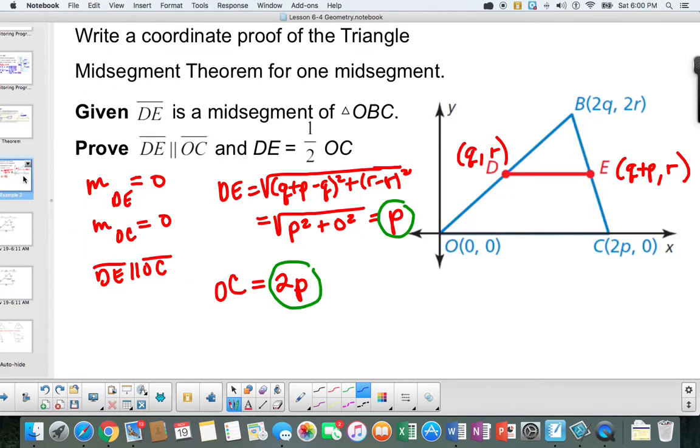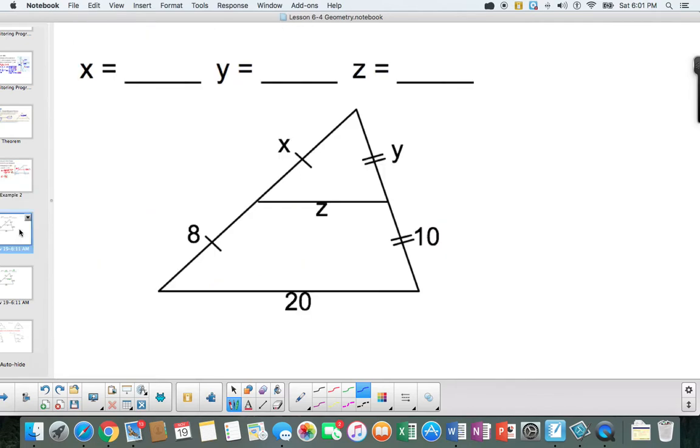Now here's a coordinate proof with triangles that have no numbers in them. They just have letters. And you can see it's a triangle right here, and I have found the midpoints right here. And for these midpoints, this slope is 0 and this slope is 0, so it tells me that these are parallel. And then I find this distance by using the distance formula. I get P, and I figure out this distance by just counting over, and it's 2P. So this is a proof. This is not a 2-column proof. It's a coordinate proof that shows that the mid-segment is parallel to the third side and 1/2 of the third side.